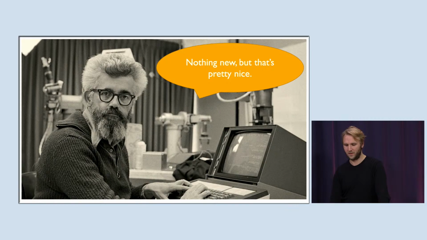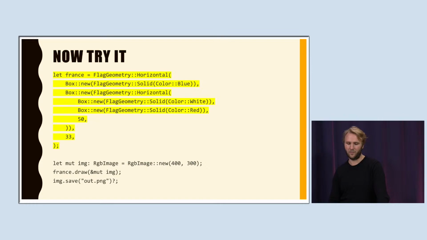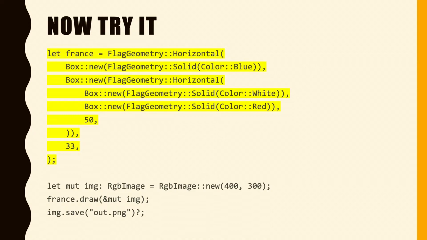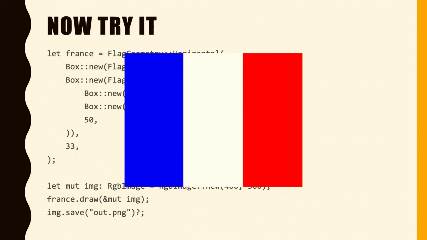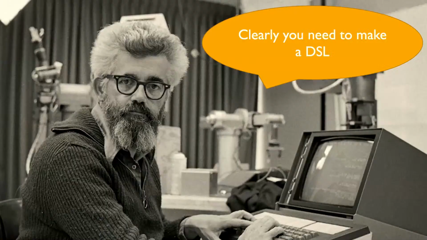Now we try it. We can construct some geometry by hand by nesting flag geometry calls. Then we run our code. Vive la France. That way of constructing flag geometry wasn't great, though. Right, Joe. Right. We need the DSL.